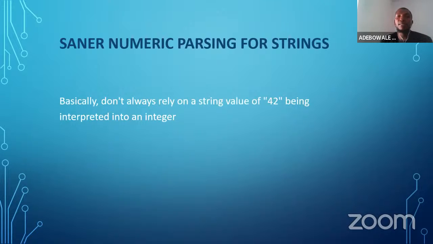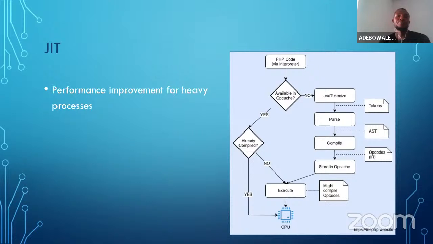Numeric passing for string. Basically, this might break your code and it might not, but you have to be wary of how you use string in place of integer or integer in place of string now. Because when you want to compare integer 42 to string 42, that might break your code. So you have to be careful of this use case while you are writing your PHP code.